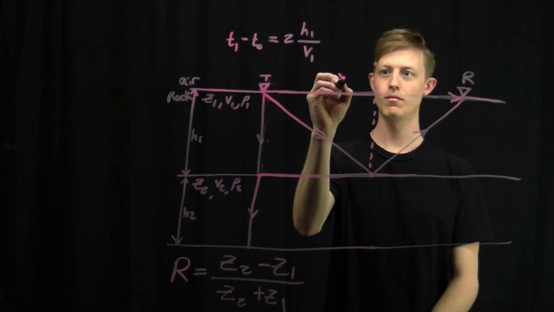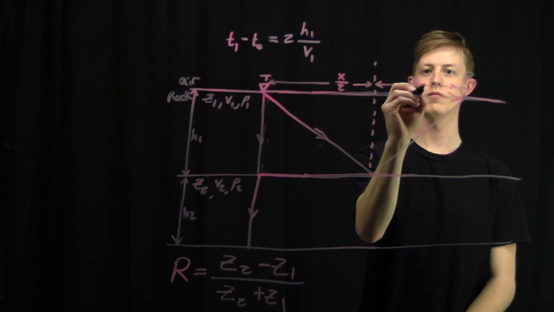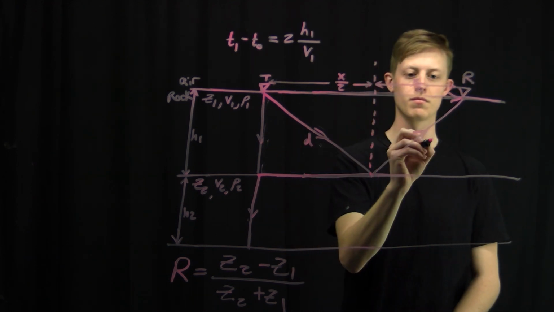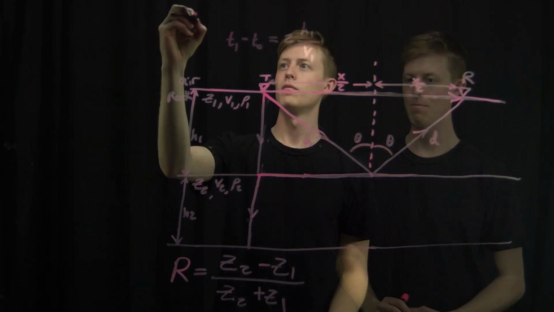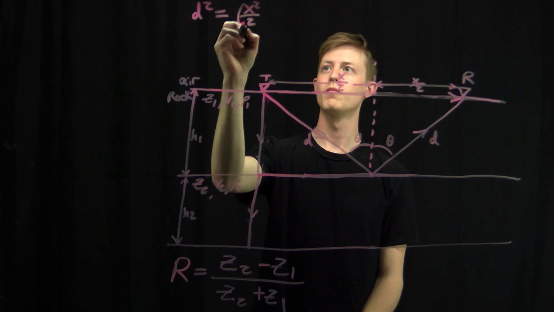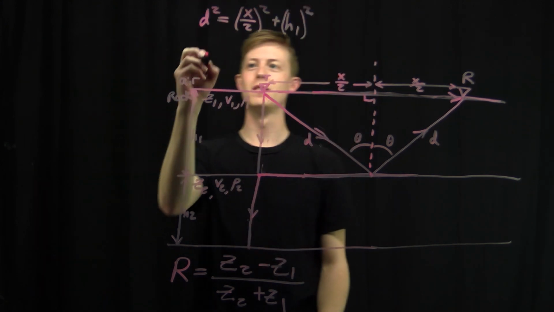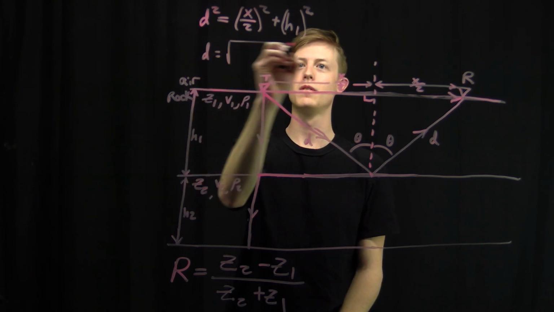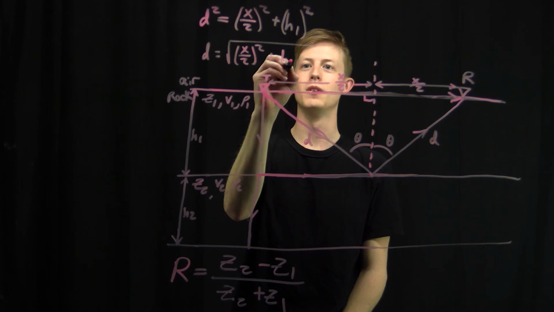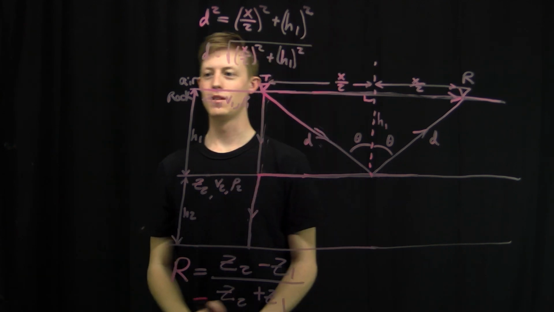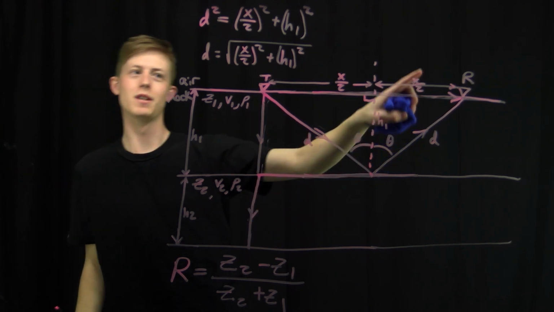We have the wave coming in. It travels a distance x over 2 as you're looking down on the ground, but it really travels a distance d along its ray path, and it hits that interface at an angle, call it theta. We now use Pythagoras' theorem to calculate the distance that the ray has traveled just in this half section. Pythagoras' theorem tells us that the distance is equal to the square root of (x/2) squared plus h1 squared. Since the ray has now traveled a length d and then back up another length d, we can multiply by 2.